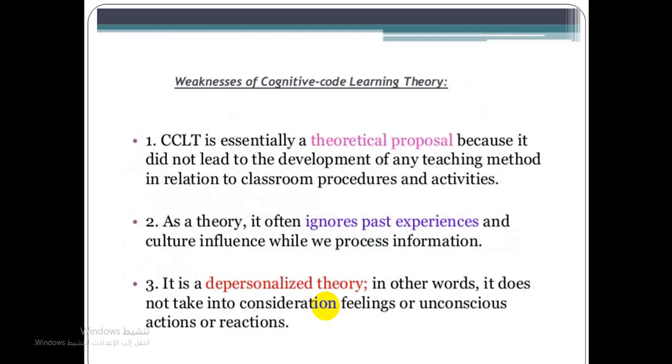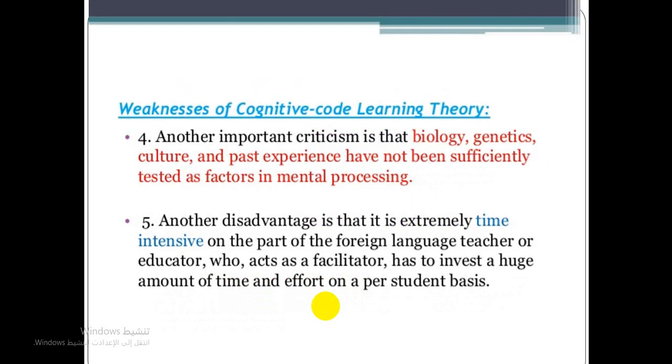Yes. And what is the weakness of cognitive code learning theory? Here, a disadvantage of cognitive learning theory is that it's limited to the teacher only. It is teacher-based learning. So whatever the teacher's knowledge, that's the only thing they can learn. So the cognitive code learning theory is a theoretical proposal that ignores past experiences, a depersonalized theory. Yes.